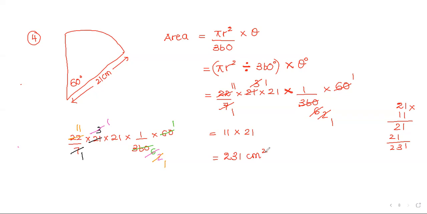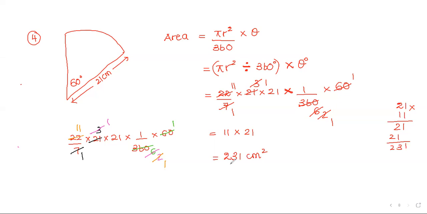Here the difficult part you want to understand, children, is the substituting part. You want to understand that theta is 60 here, right? And the r value is 21. Then you substitute the values. And the second difficult part can be that, having the division by 360, you want to convert it into multiplication and it becomes 1 over 360.